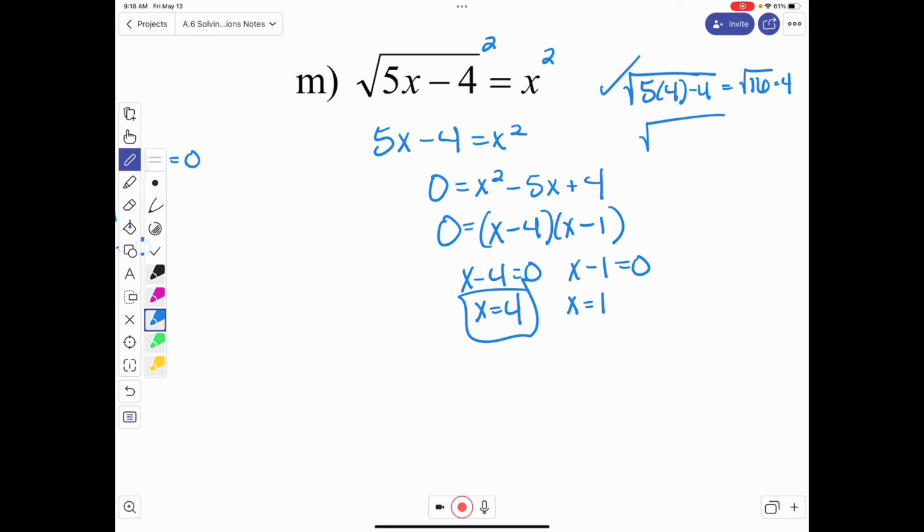And then the square root of 5 times 1 minus 4, I want to make sure that that equals 1. So that's going to be 5. 5 minus 4 is 1. Square root of 1 is 1. So that works.